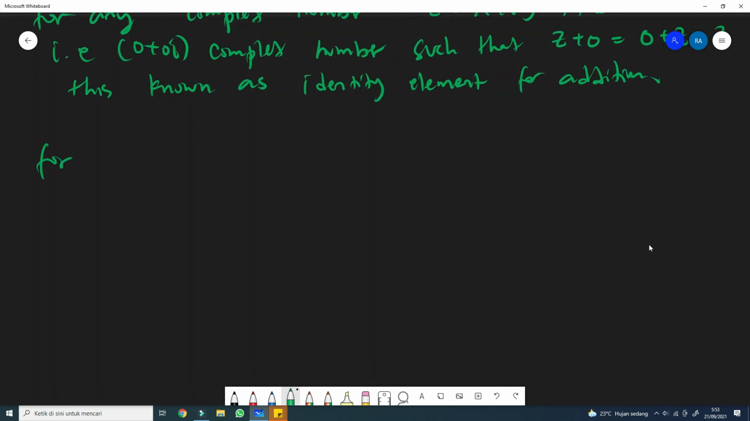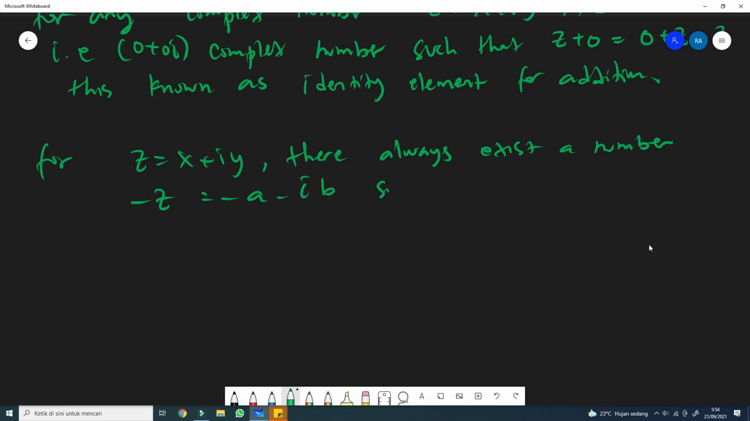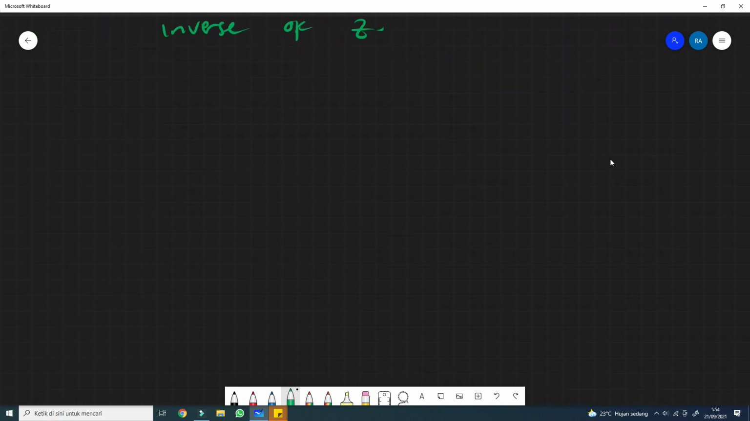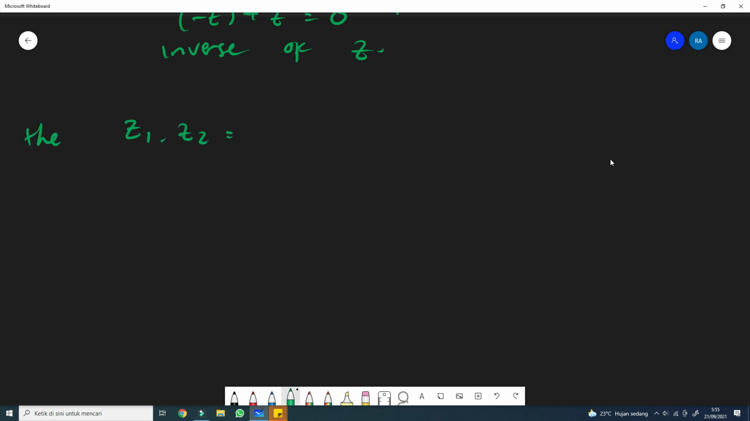For any complex number z equals x plus iy, there exists a number minus z equals minus x minus iy such that z plus minus z equals minus z plus z, which is equal to 0. So this is known as the additive inverse of z. So let z1 equals a plus ib and z2 equals c plus id be two complex numbers. Then z1 times z2 equals a plus ib times c plus id, which is equal to ac minus bd plus i times ad plus bc.